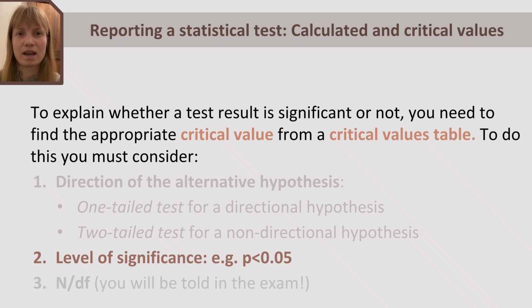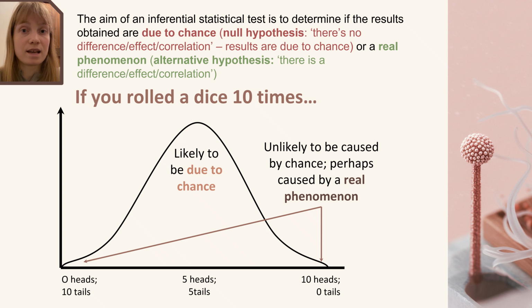Let's now have a look at levels of significance. If you flipped a coin 10 times and got 5 heads and 5 tails, that's very likely due to chance. But if you got 10 heads and 0 tails, that outcome is much less likely. It might indicate something unusual is happening, like a biased coin or magical powers. That's exactly what inferential testing tells us, how likely it is that our results are due to chance.